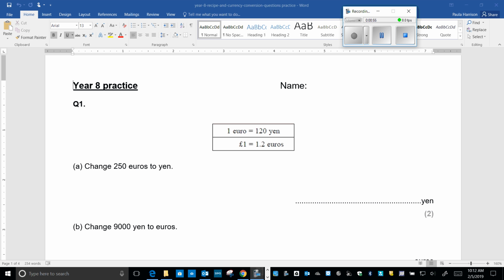So it says change 250 euros to yen. They've got some information here. They've said 1 euro is 120 yen. So in the same way that we've been doing, we could write euros to yen is 1 to 120. Agreed? Okay. Euros to yen is 1 to 120.